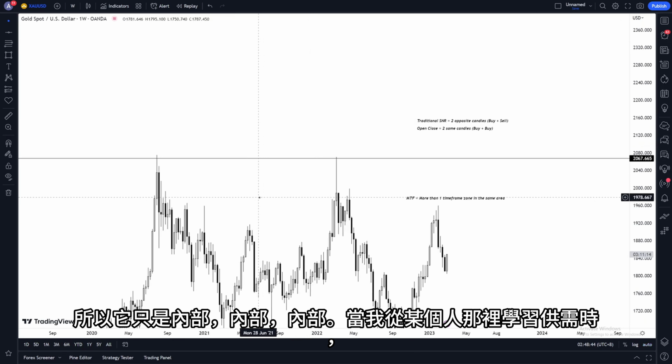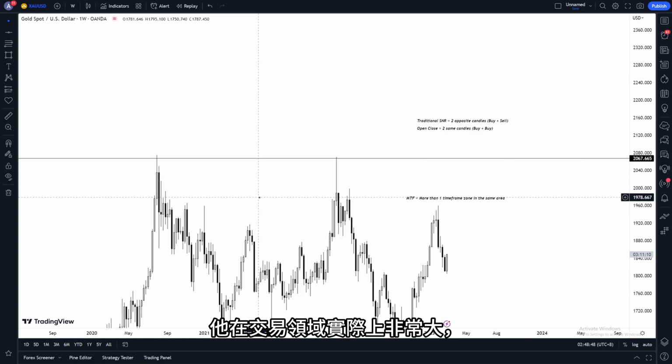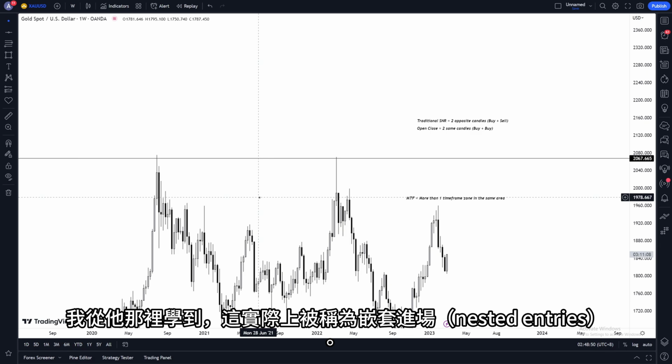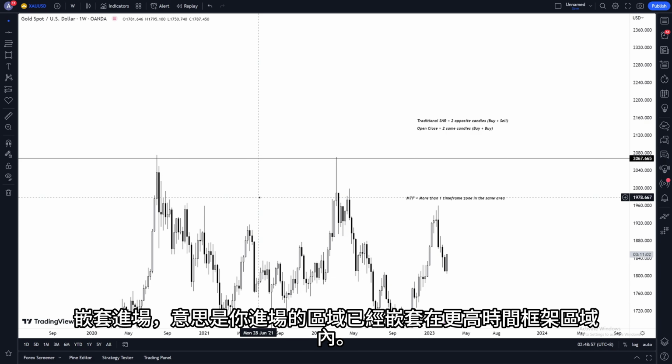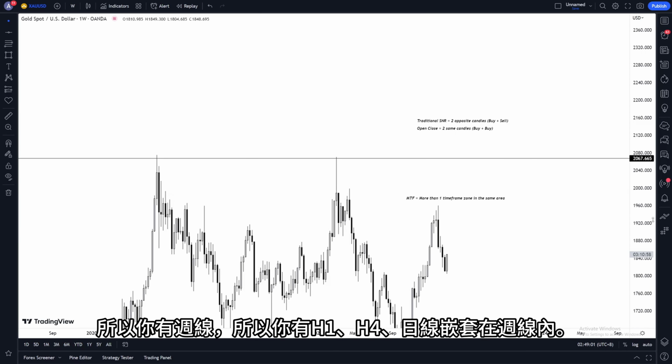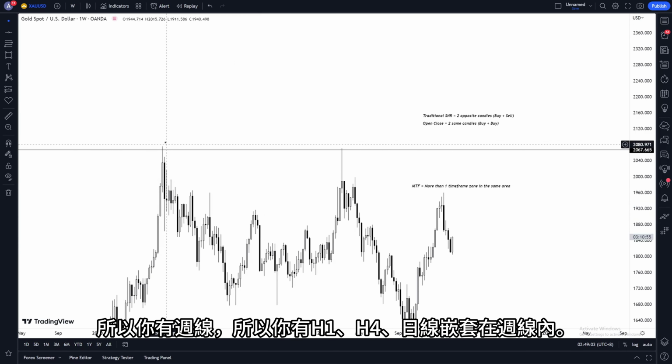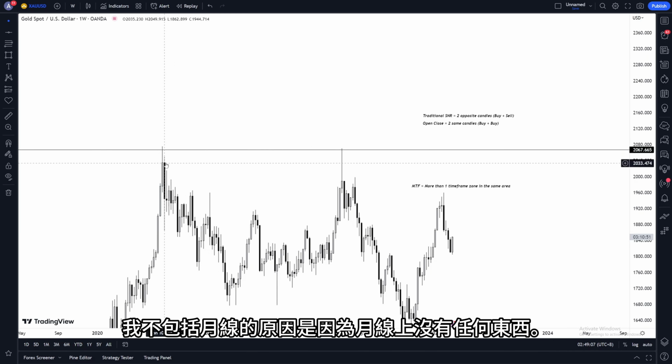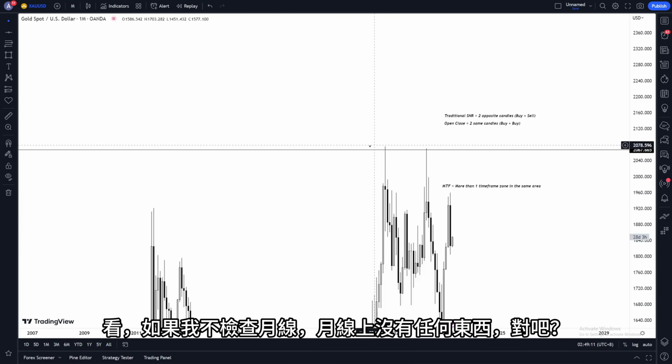And when I learned supply and demand from a certain somebody that's actually very big in the trading space, I learned from him, this is actually known as nested entries. Nested entries meaning there are zones that you've entered from that are nested inside of higher time frame zones. So you got the weekly, and you got the H1, H4, daily that's nested inside the weekly. And the reason why I don't include the monthly is because there was nothing on the monthly. Look, if I go and check on the monthly, there's nothing on the monthly.